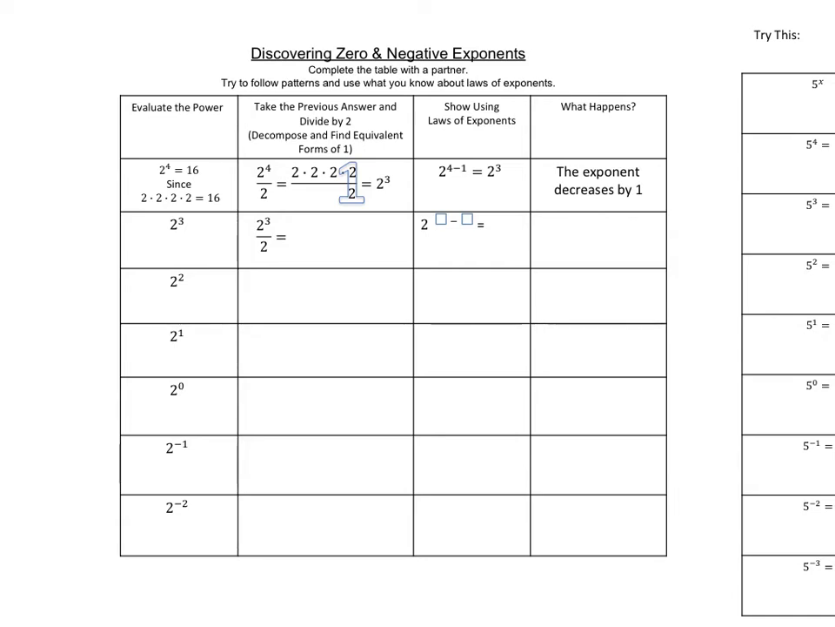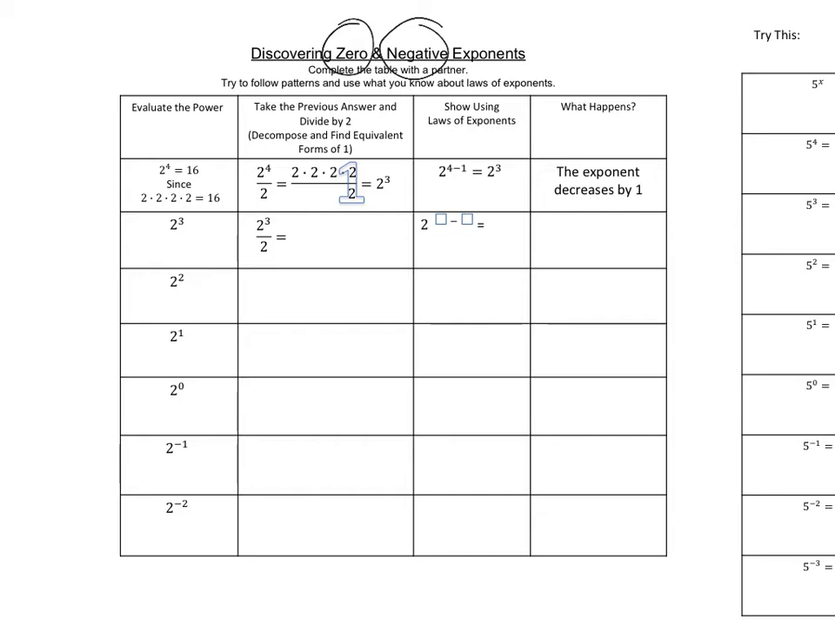Okay, we're looking at page 71 and 72 of your handbook today, and we're going to investigate those exponents that we're kind of struggling with a little bit. I shared with you how the zero and negative exponents work last week, but we're going to explore using patterns to see why they work the way they do.